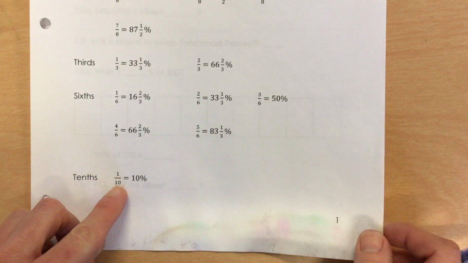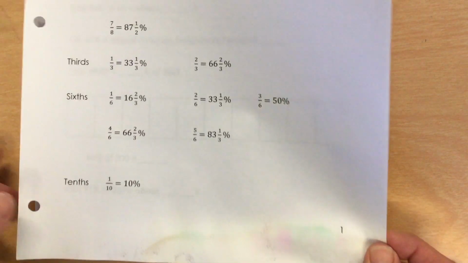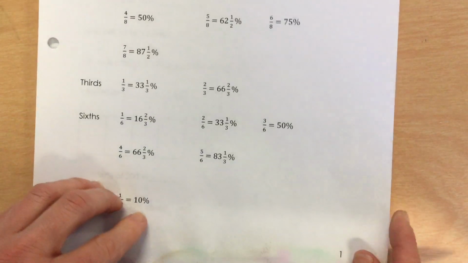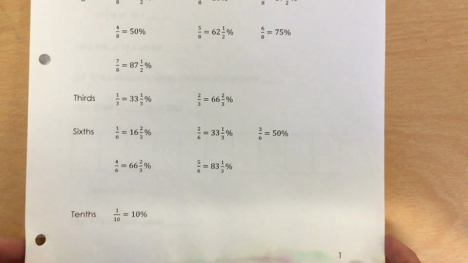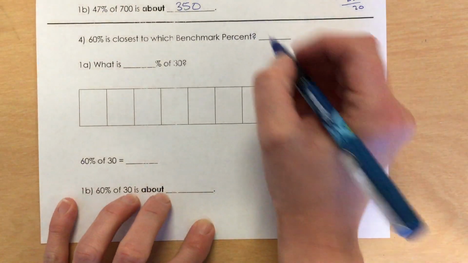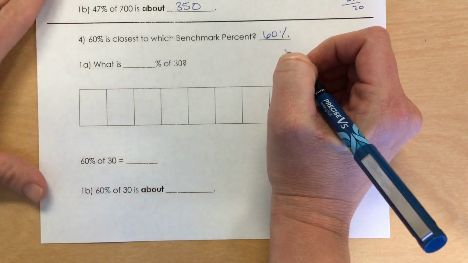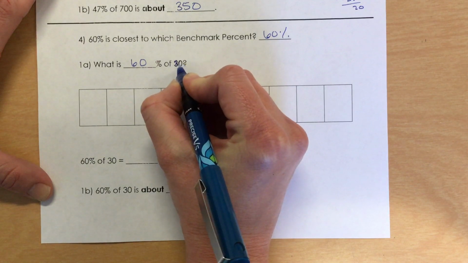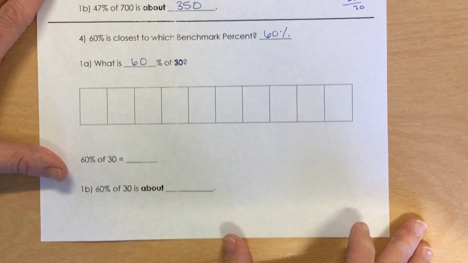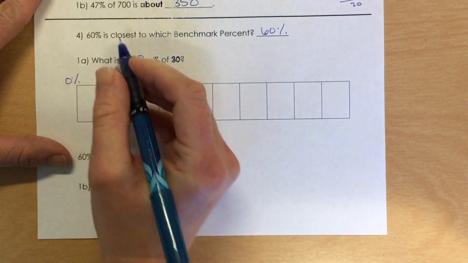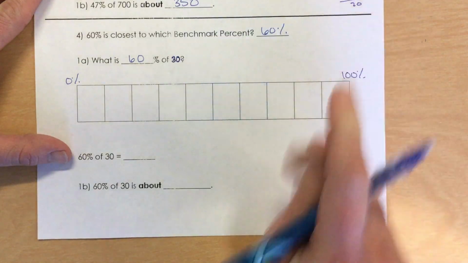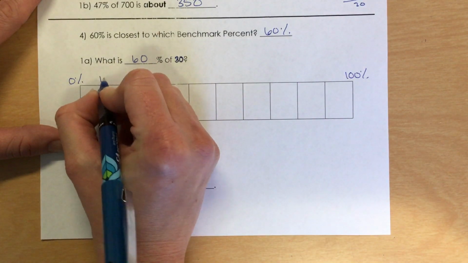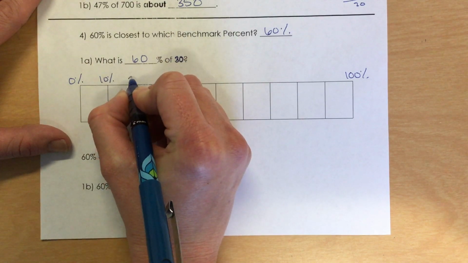Okay. So tenths, 1/10 is one of our benchmarks. So if we're talking tenths, I know 60% would be part of that. So we're going to use 60%. Okay, so we're looking for what is 60% of 30. Okay, we're going to represent our percents on top. This time our strip diagram is split into tenths. So that means each one is going to represent 10% because 100 divided by 10 is 10.